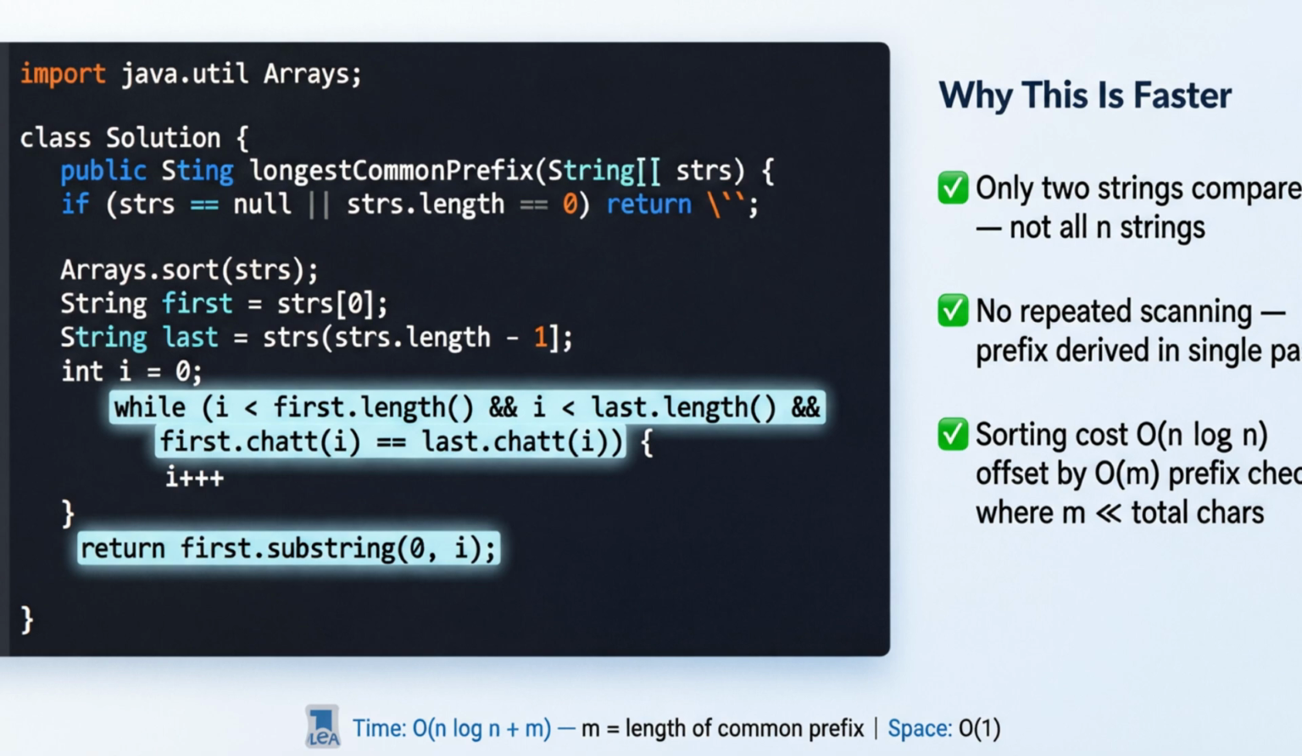Now, why is this approach faster? Because we are only comparing two strings instead of all strings. Also, there is no repeated scanning. We find the prefix in a single pass, even though sorting takes O(n log n). The prefix comparison is very fast, making this approach efficient in practice. Overall, the time complexity becomes O(n log n plus m), and space complexity remains O(1).